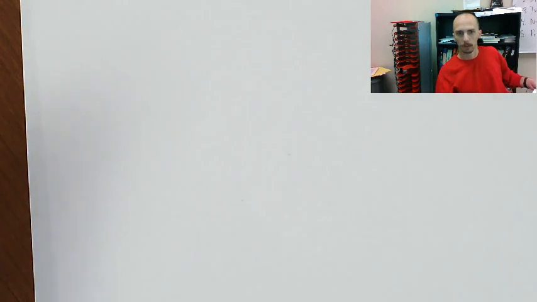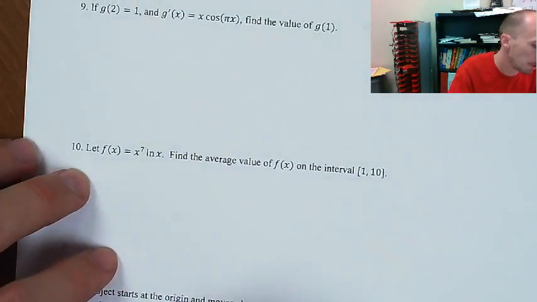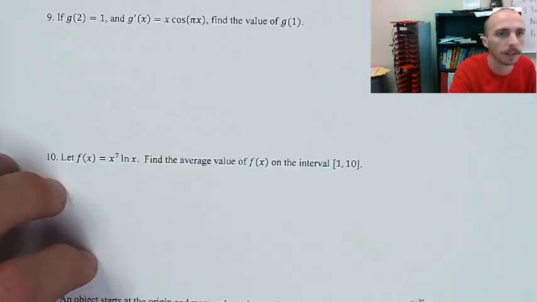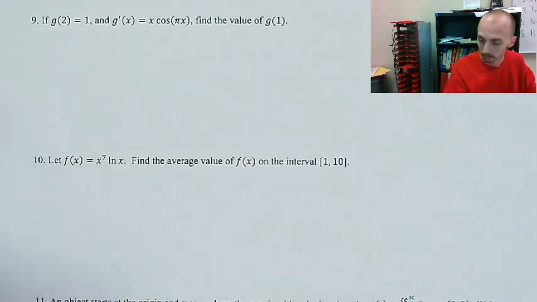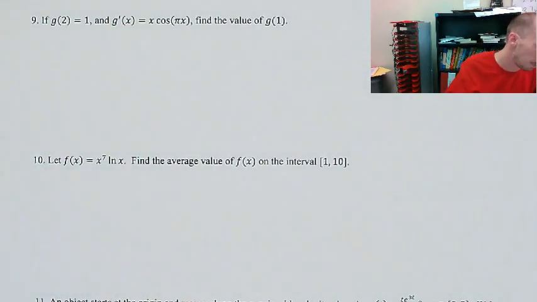Okay, done with this one. I could even write on it. Last page. If g of 2 equals 1 and g prime is x cosine pi x, find the value of g of 1. Something we haven't talked about for a while. F of b equals f of a plus the integral from a to b of f prime of x dx. That old formula. You like that formula.